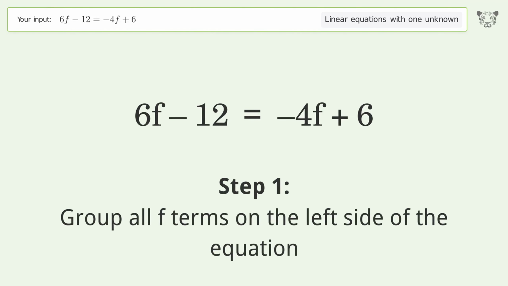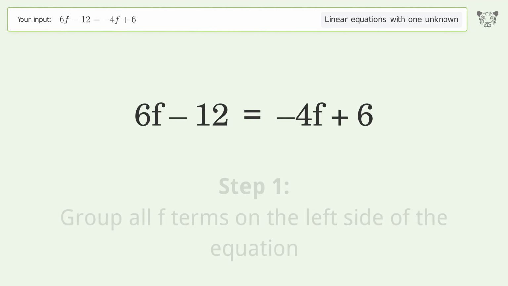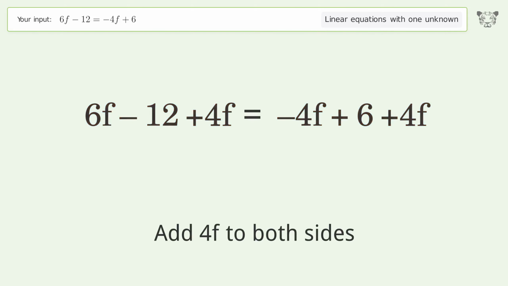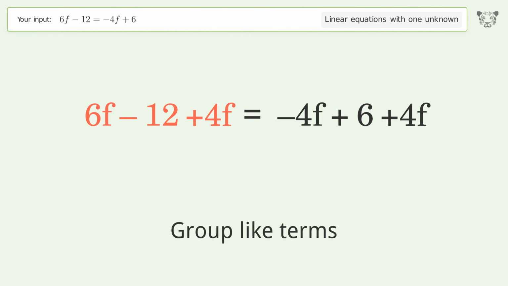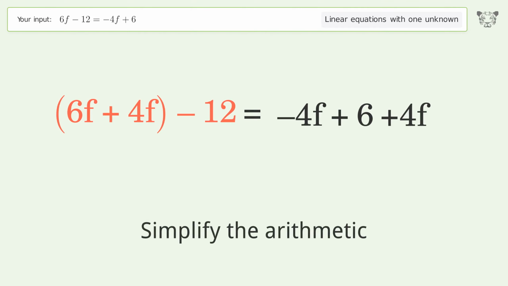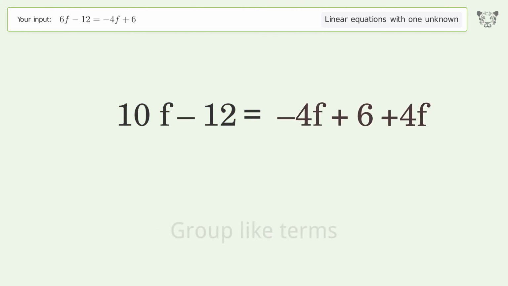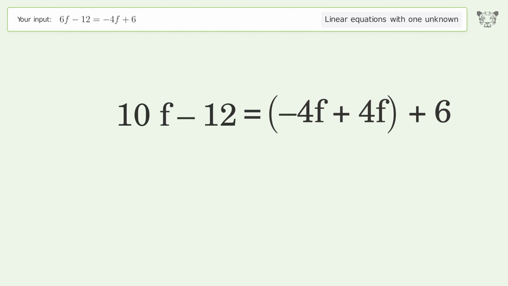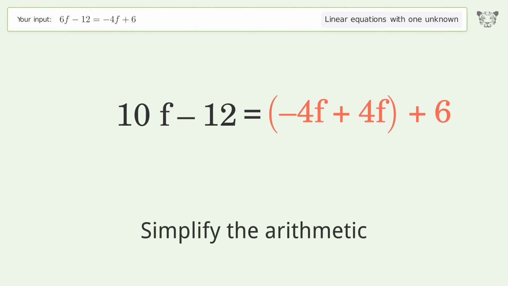Group all f terms on the left side of the equation. Add 4f to both sides. Group like terms. Simplify the arithmetic. Group like terms. Simplify the arithmetic.